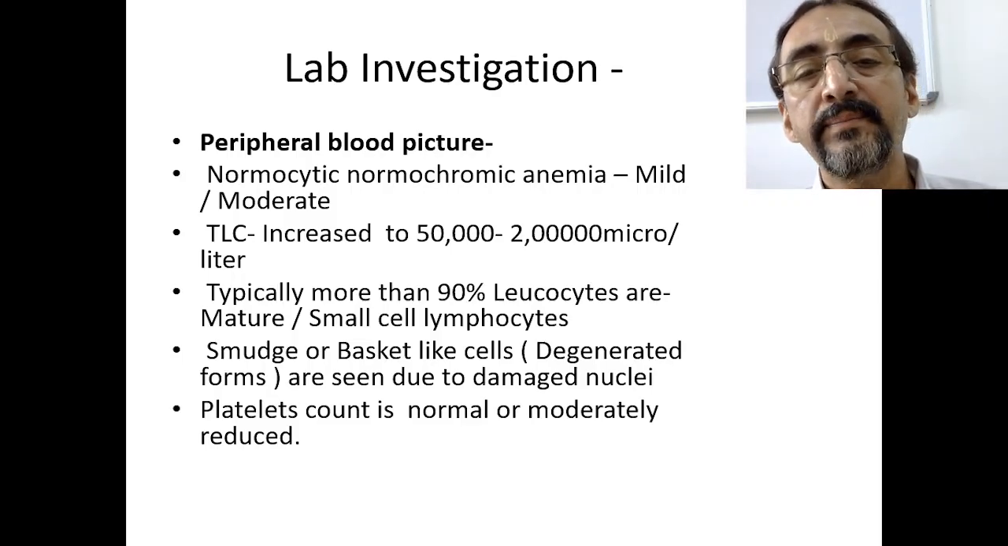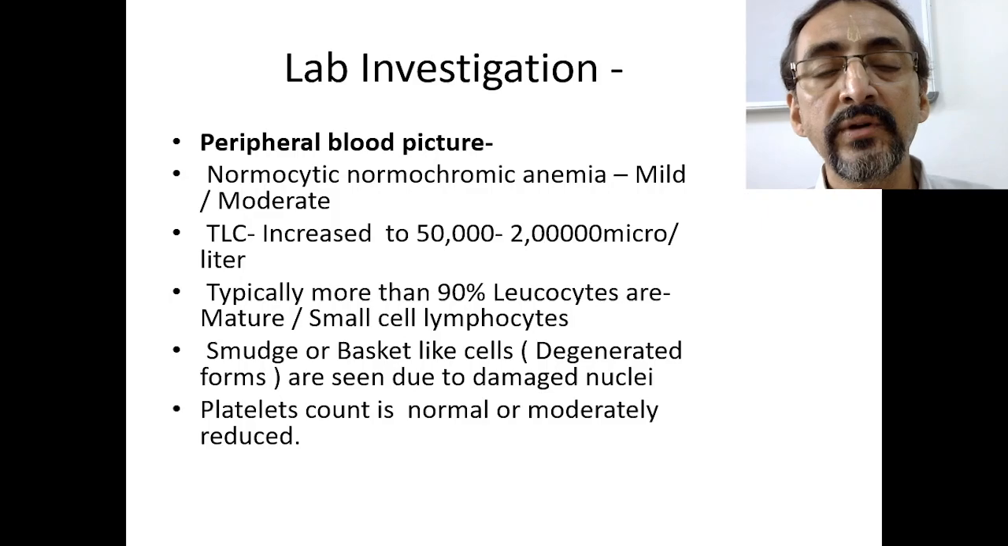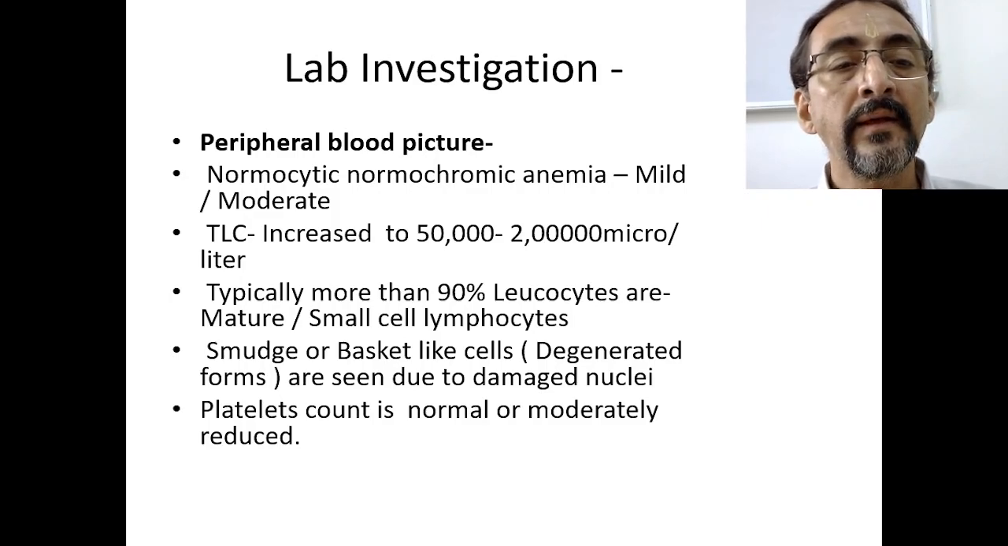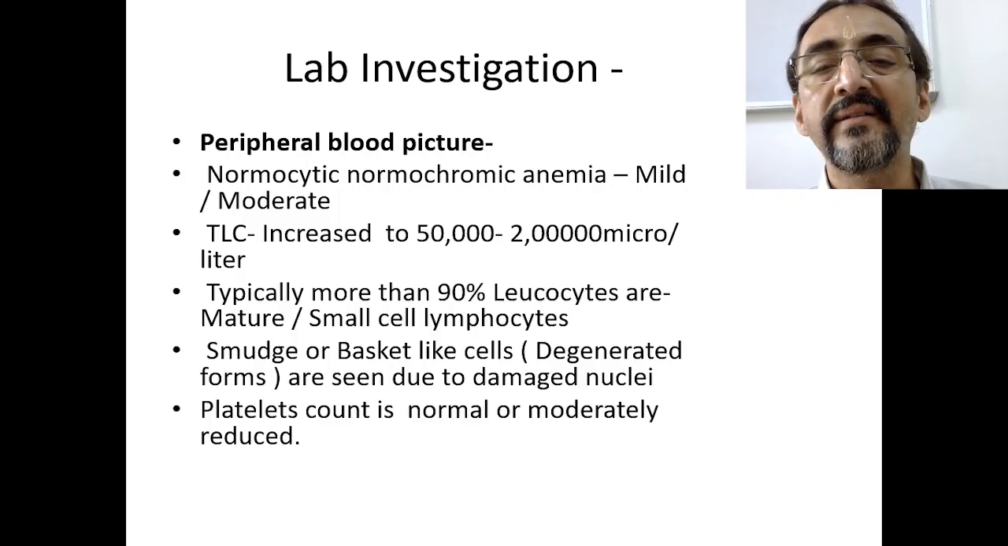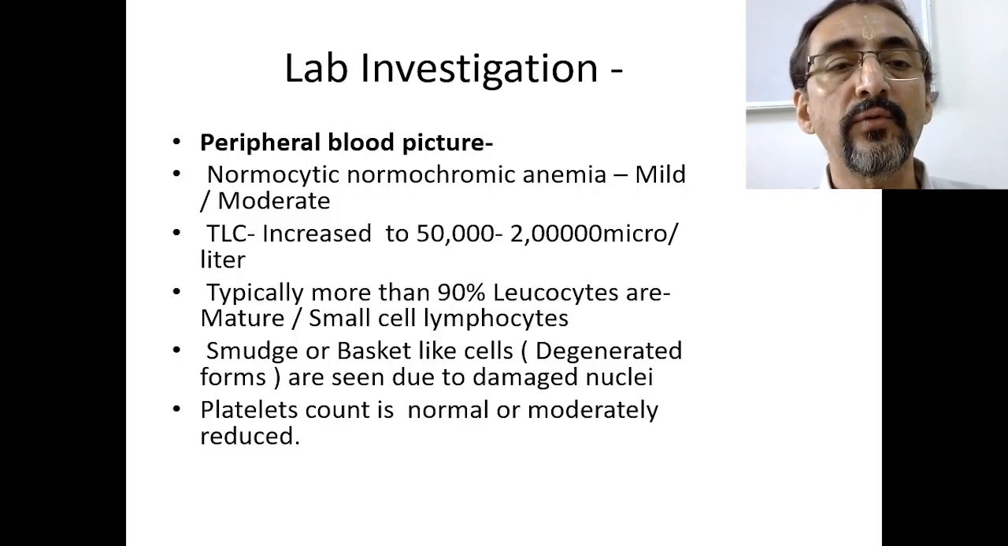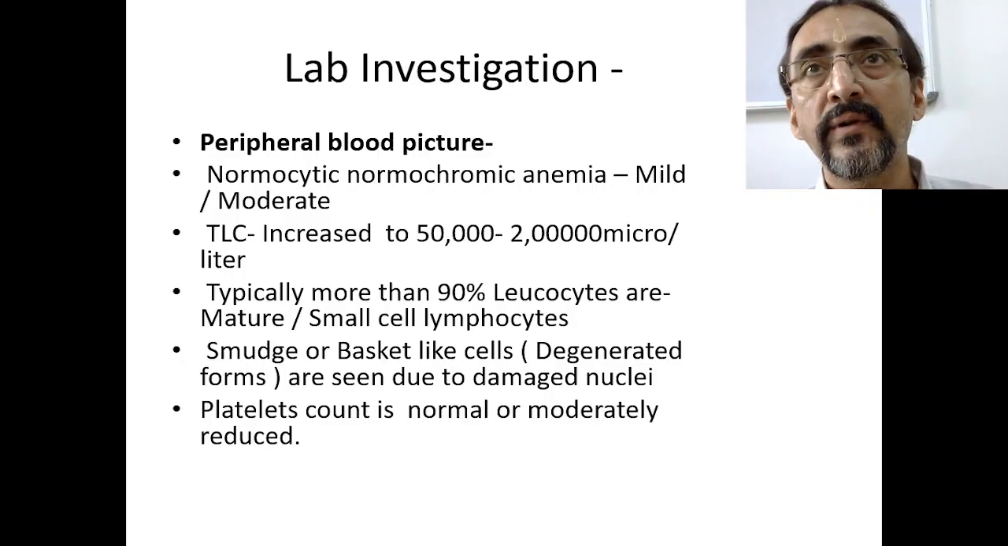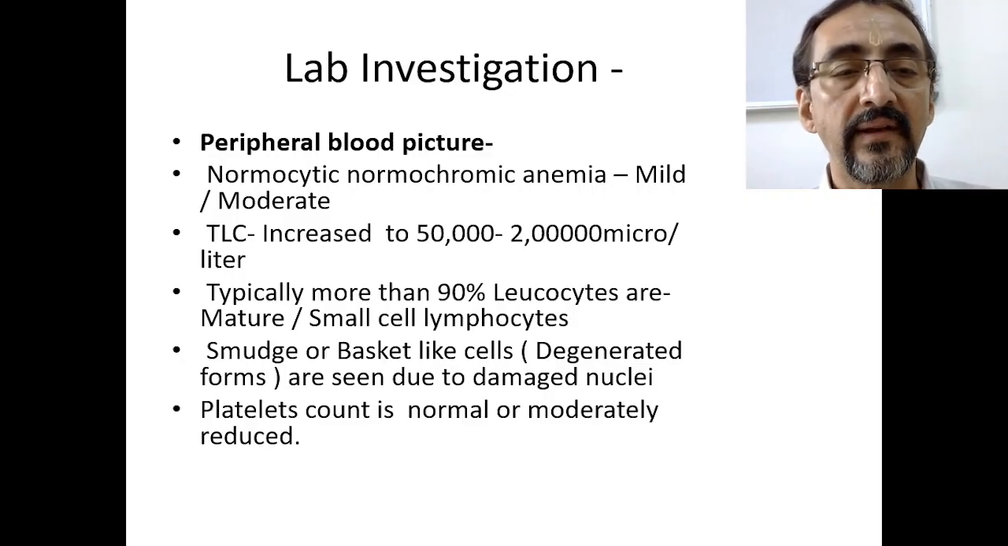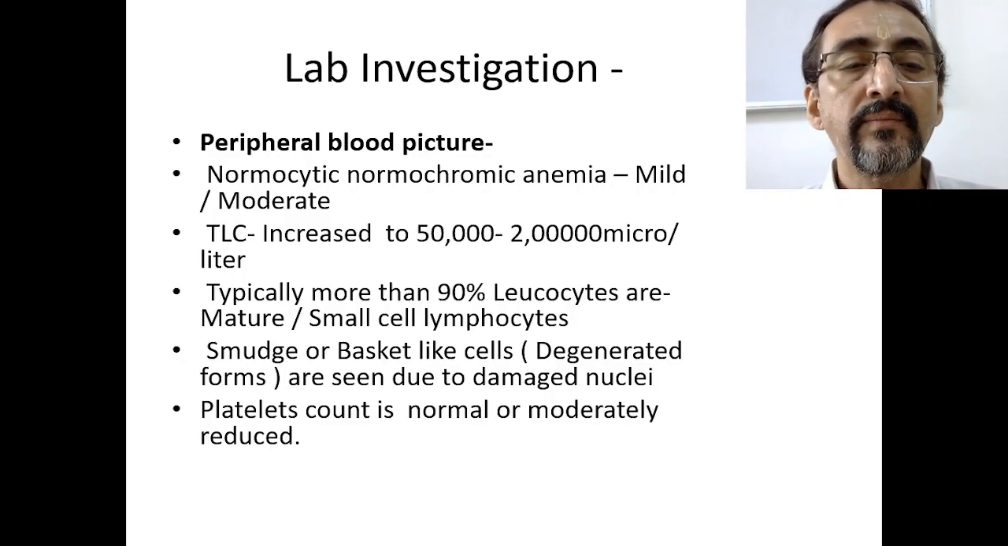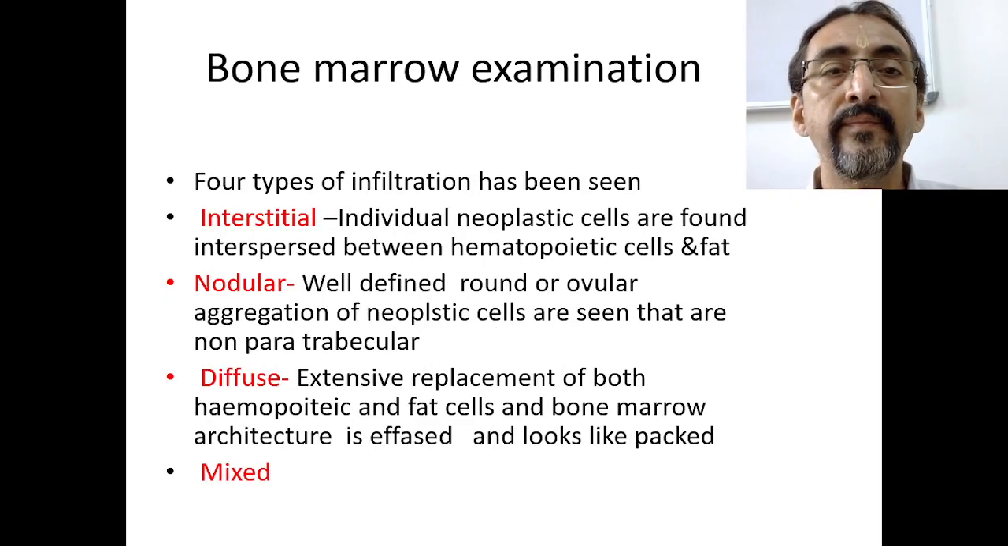Typically, more than 90% of the leukocytes are mature or small cell lymphocytes. Basket cells, or smudge cells, which are degenerated forms of the leukocytes, are seen due to the damaged nuclei. That is also one of the characteristic findings, the basket cell. Platelet count is normal or sometimes moderately reduced.